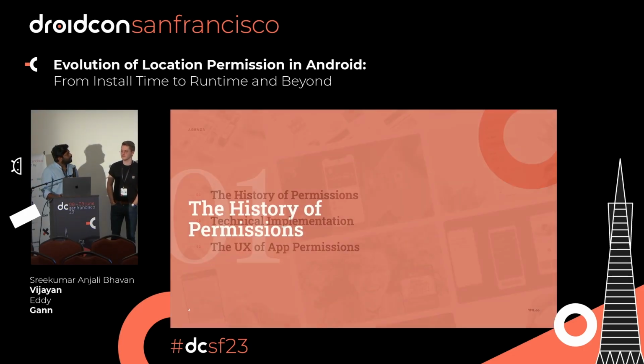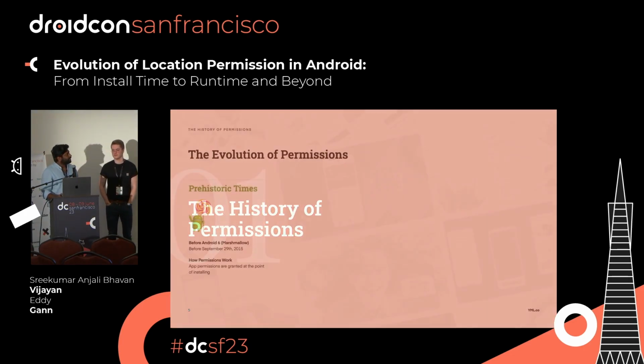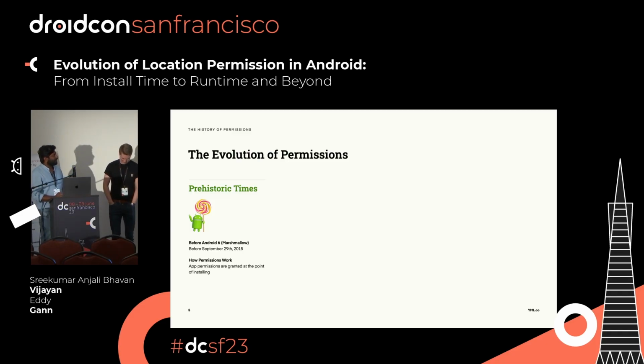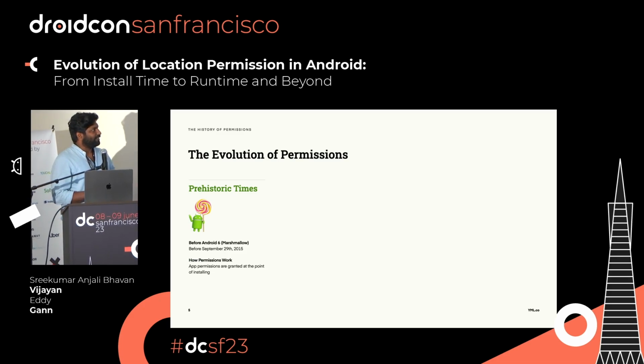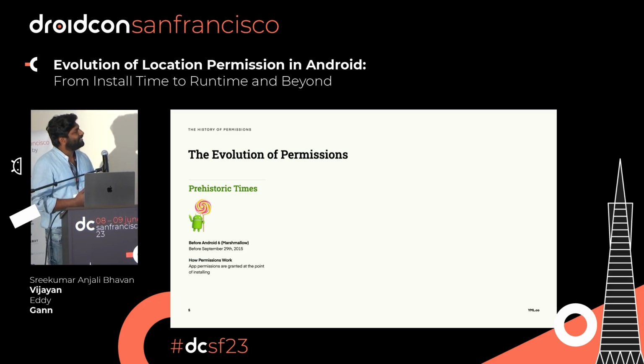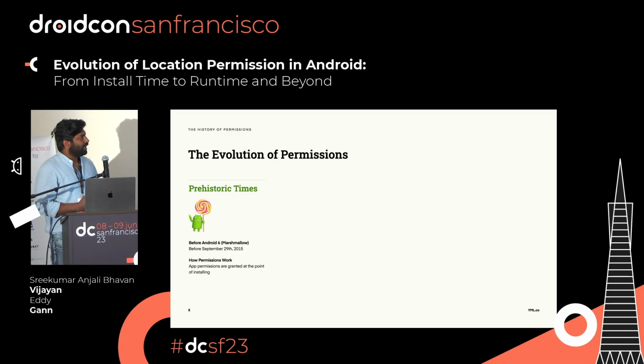So let me start with a little bit of history. I don't know whether you remember this. When Android first came, if you needed a permission, you just found out what permission you needed and put that in the manifest. That's it, right? That was the free world. You could do whatever you wanted. So there was a lot of problem with that.